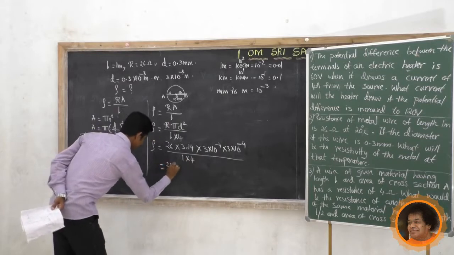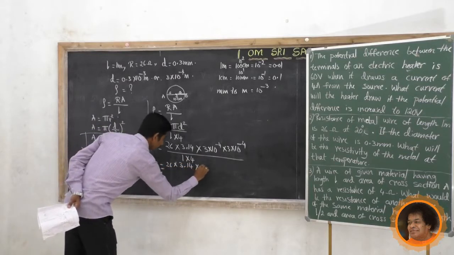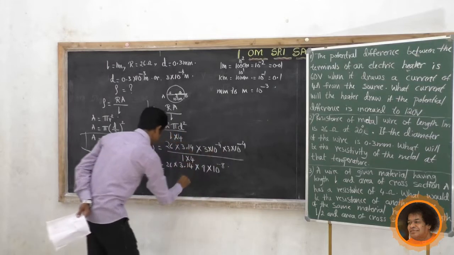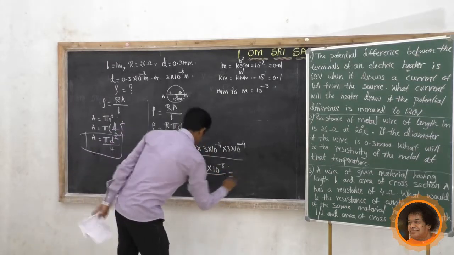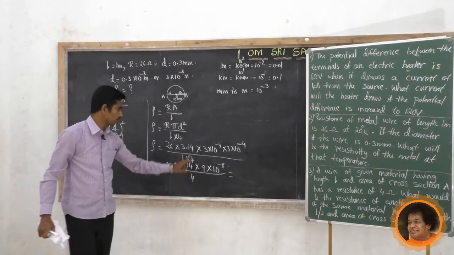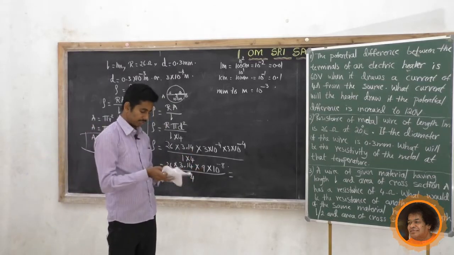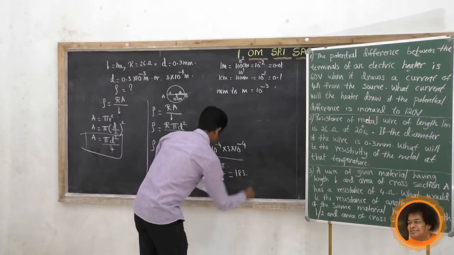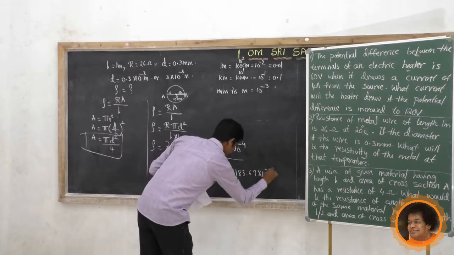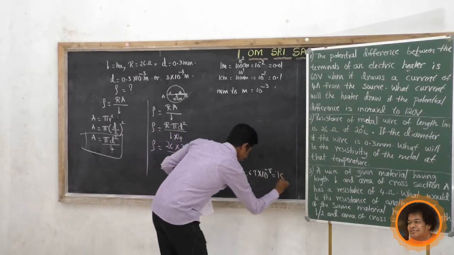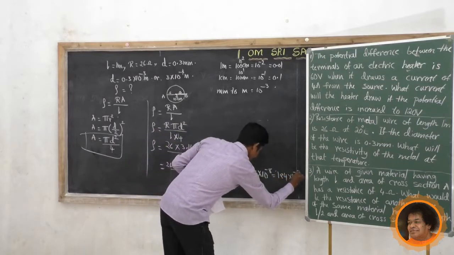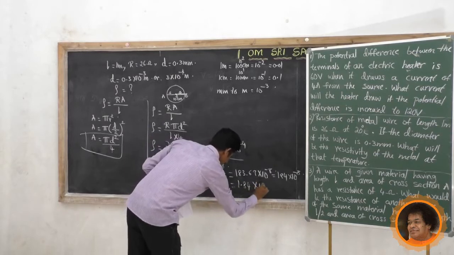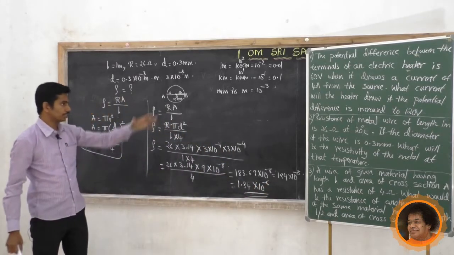If we substitute 26 into 3.14 into 3 into 3 is 9 into 10 to the power minus 4 into 10 to the power minus 4, 10 to the power minus 8, divided by 4, we multiply 26 into 3.14 into 9 divided by 4, we get the value 183.69 into 10 to the power minus 8, or it is nearly equal to 184 into 10 to the power minus 8, or in textbook it is given 1.84 into 10 to the power minus 6. This is the answer. This is the resistivity of that metal wire.